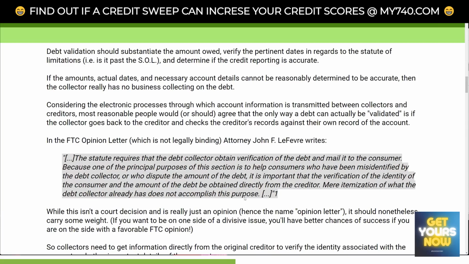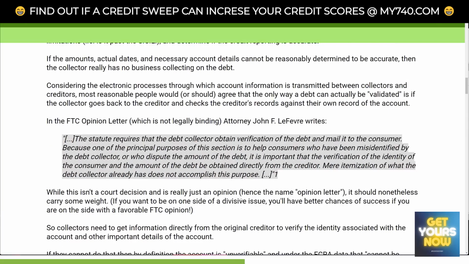Because one of the principal purposes of this section is to help consumers who have been misidentified by the debt collector or who dispute the amount of the debt, it is important that the verification of the identity of the consumer and the amount of the debt be obtained directly from the creditor. Mere itemization of what the debt collector already has does not accomplish this purpose, okay?